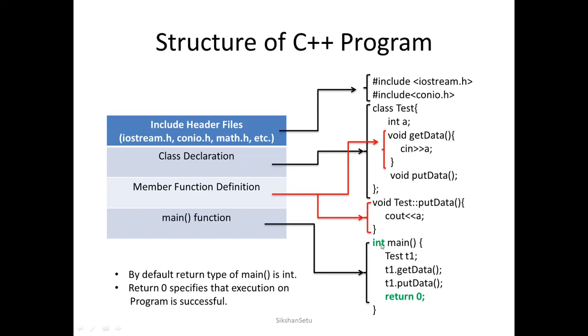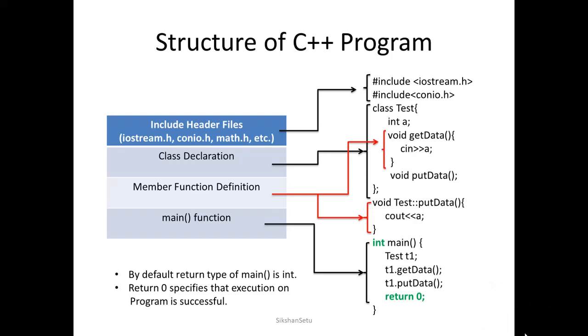Now we might have a question in our mind: why is integer the return type? When we write return 0, the meaning of return 0 is that the program gets executed successfully without any error. So main function contains return type integer.